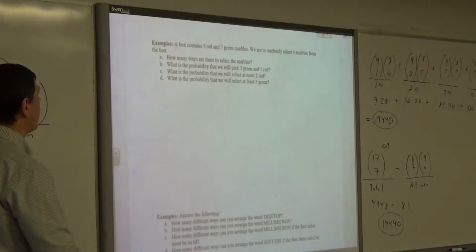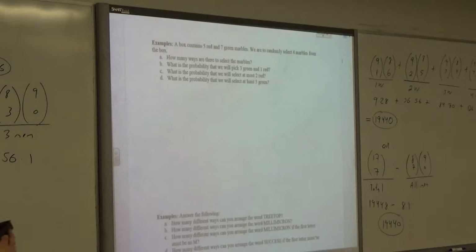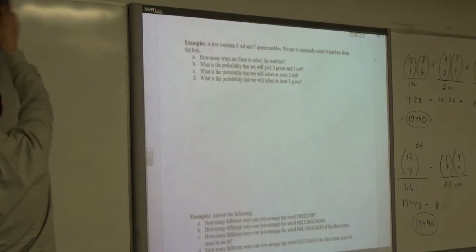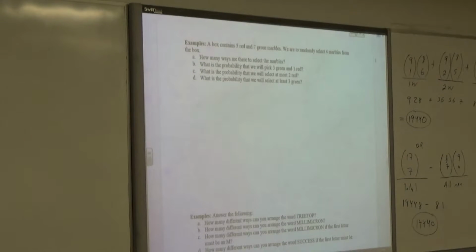All right, so a box contains 5 red and 7 green marbles. We're randomly selecting 4 from the box, okay? Total number of ways, probability that we pick 3 green and 1 red, probability we pick at most 2 red and then at least 3 green, okay? So let's go ahead and try to knock that one out. The first part's the easy stuff, and then after that, maybe not so easy, so.